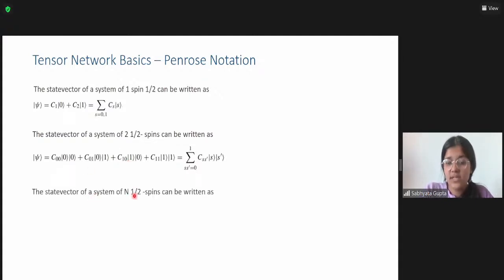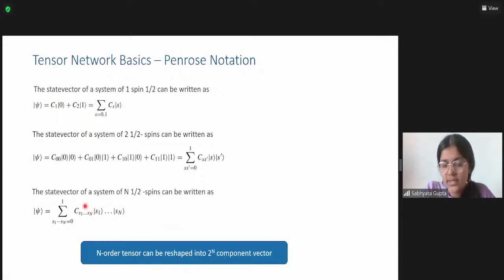Similarly, if we have a system of n spin half particles, it can be written in basis form as follows, and this coefficient C can either be an nth order tensor or a 2^n component vector, depending on how you store the information. The whole idea behind tensor networks is that an nth order tensor can be reshaped into a 2^n component vector, and by means of various matrix manipulation and vector manipulation and a lot of linear algebra, you can change forms between different kinds of tensors.